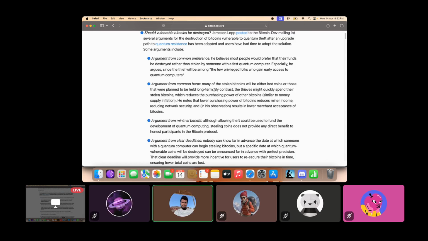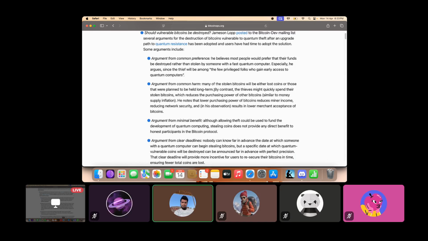So the coins that will be susceptible to theft will be primarily two types of coins. One, coins that are lost, like the owners have lost the public keys, right? So they do not have the public keys, and they do not have access to quantum computers, so they obviously cannot transfer their coins to a quantum resistant address. That will be the first type of coins that will be susceptible to these quantum thefts.